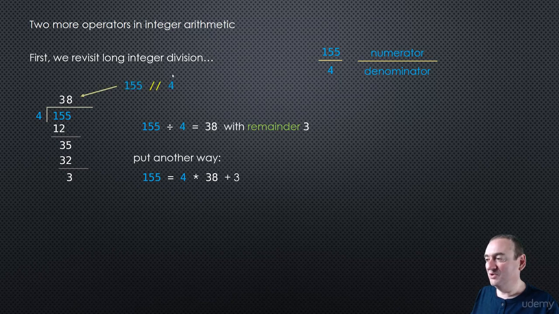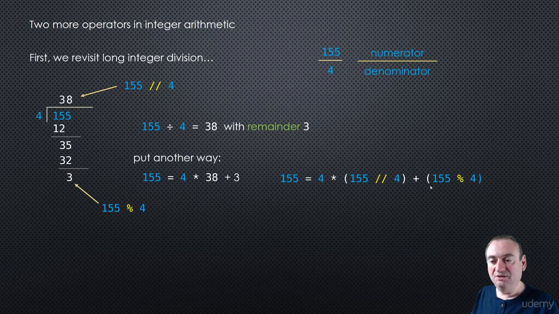So we're going to give this a name. Essentially, we're going to define some operator that we denote by a double slash, so double slash, division. 155 // 4 will return that number 38. And we're going to define another operator, this percent sign here, so 155 % 4 will return that remainder term. So if we use that notation, then we get that 155 is 4 times this expression here plus this expression here. This expression will evaluate to 38, and this one will evaluate to 3. Okay, so 4 times 38 plus 3, we get 155 back.